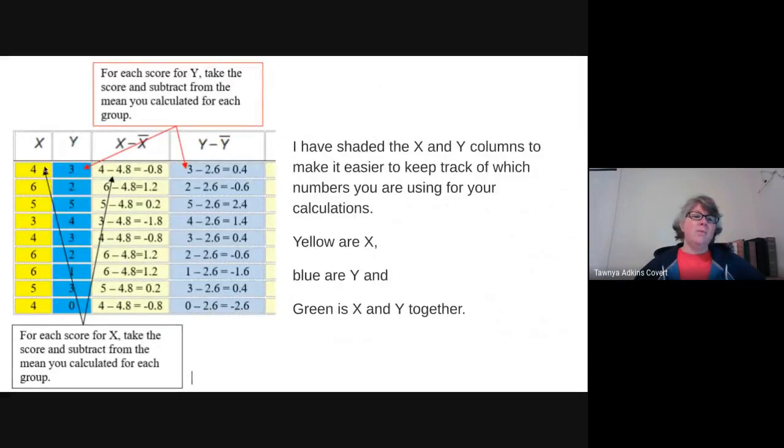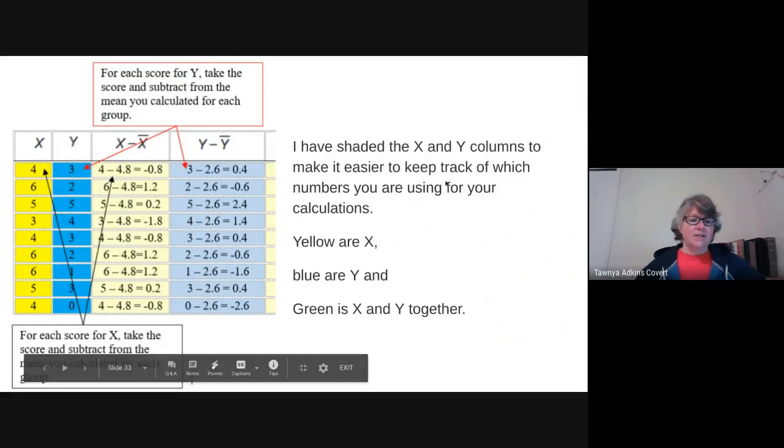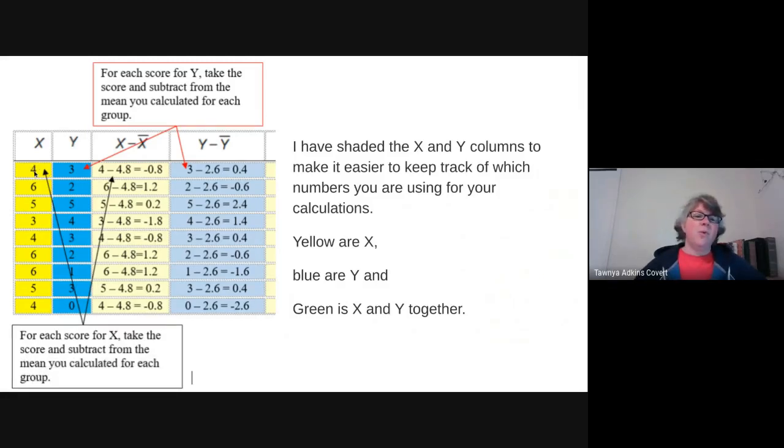So now the next thing we're going to do is to take each score of X and subtract it from the mean that you calculated for group X. So 4 minus 4.8 is negative 0.8. 6 minus 4.8 is 1.2. 5 minus 4.8 is 0.2. And we do the same thing for Y. 3 minus our mean for Y, which was 2.6. 3 minus 2.6 is 0.4. So we're going to do that for both of those.